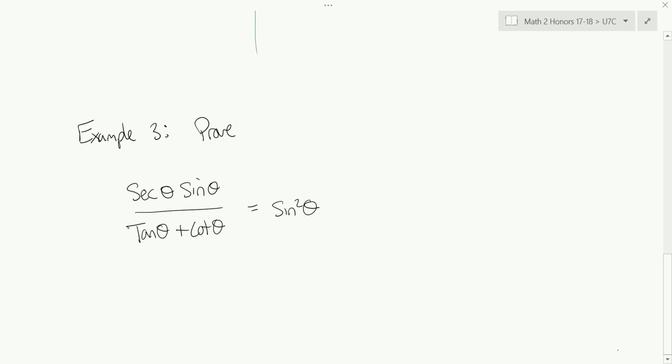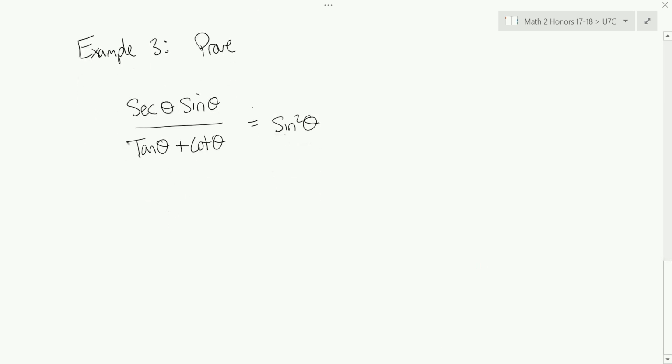So which side looks more complicated? Which side would you start with? Left side, right? The left side is a lot more complicated than the right side. It's always easier to make something more complicated less complicated than it is to make something simple like sine squared look like the left side. Okay. So we're going to start with the left side. How do we start? Any ideas?